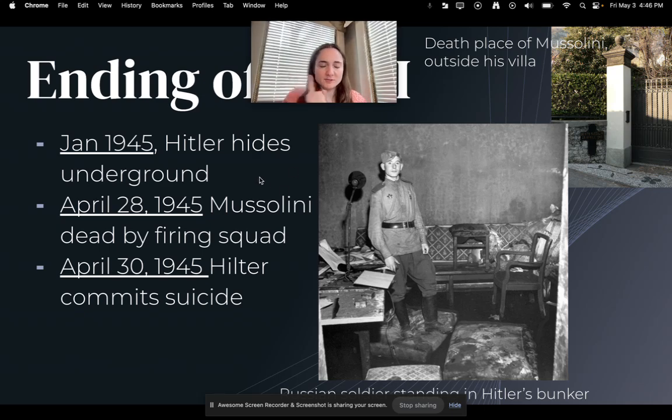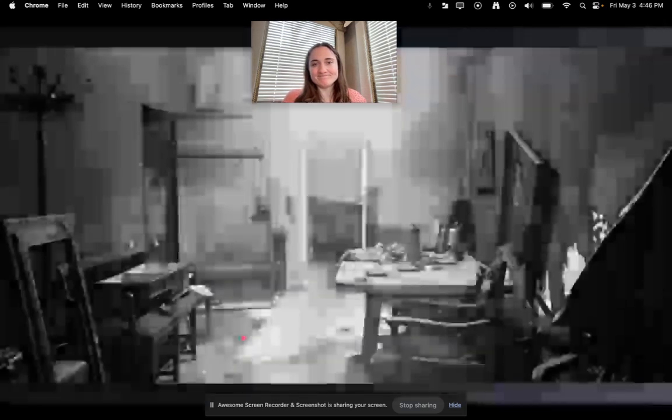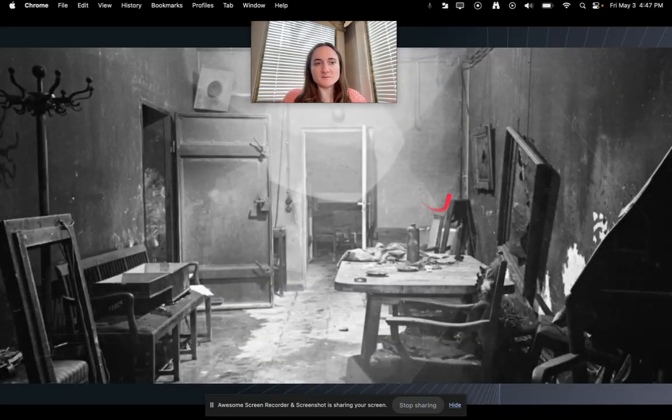I'll show you pictures of his bunker in just a few slides from now. Here's one of the pictures of his bunker. This is after he was dead, and here's a Russian soldier standing in his bunker. On April 28th of 1945, Mussolini, the dictator of Italy, died by firing squad. And on April 30th, 1945, Hitler commits suicide in this bunker.